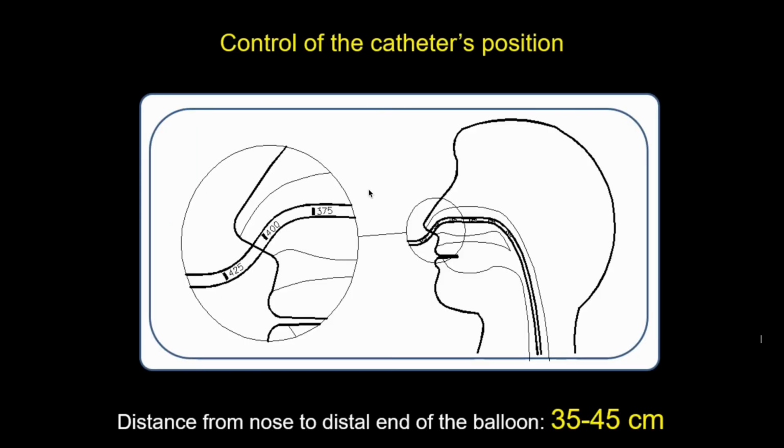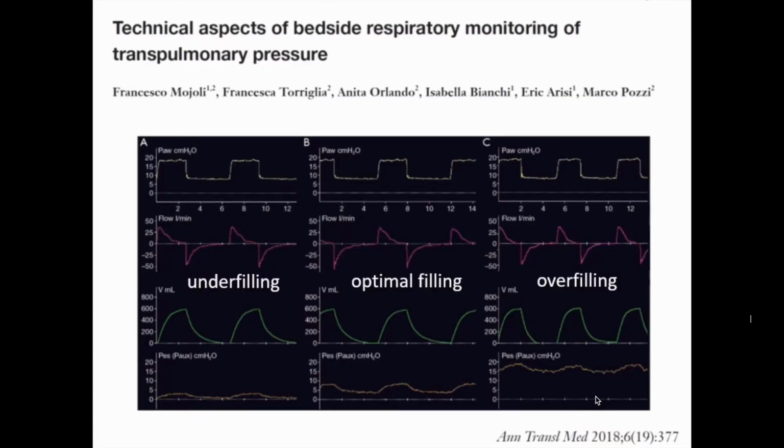Now, how long does it have to be inserted? It can be inserted up to 35 to 45 centimeters, which is the average found in almost all adult patients. The next thing is how much filling needs to be done. If it is underfilled, then the pressures won't be transmitted. If it is overfilled, then there will be over transmission of pressures. So it has to be optimally filled.